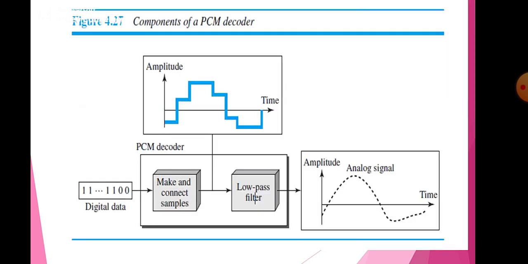So the diagram shows the major components of the PCM decoder block. In the PCM decoder, we can clearly observe that we have the digital data, and the PCM decoder has a make and connect sample block as well as a low pass filter. The output of the low pass filter will be the actual analog signal which is transmitted from the sender side.